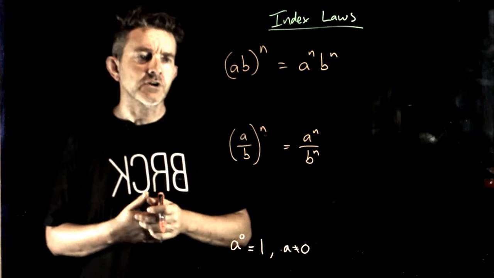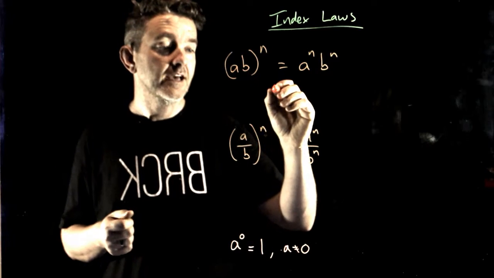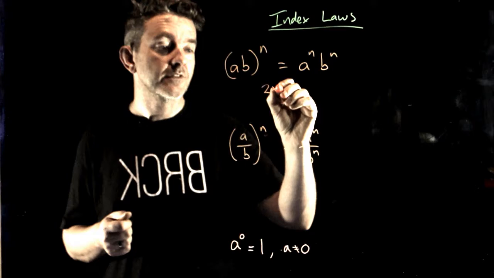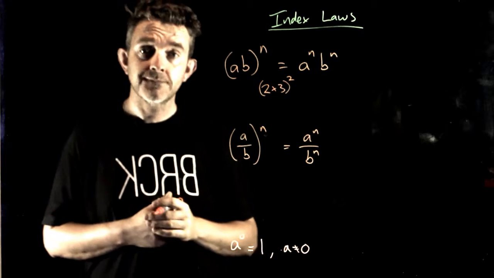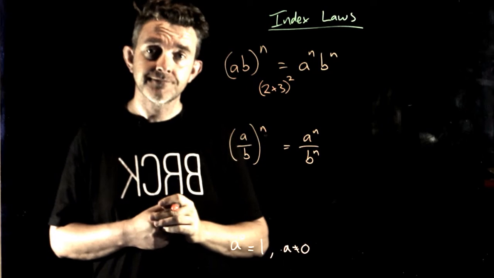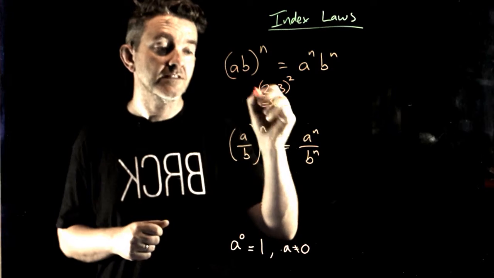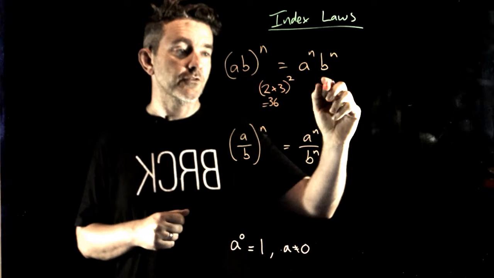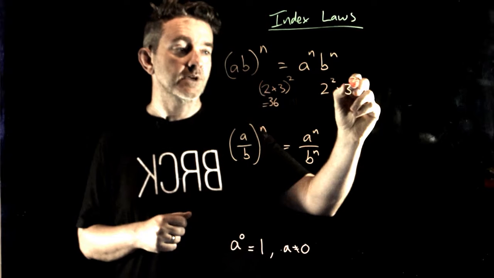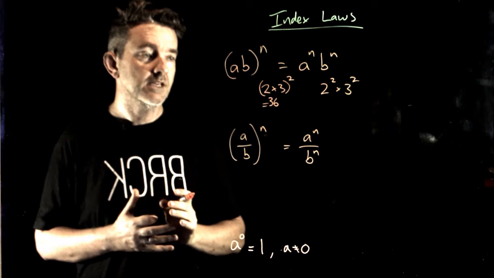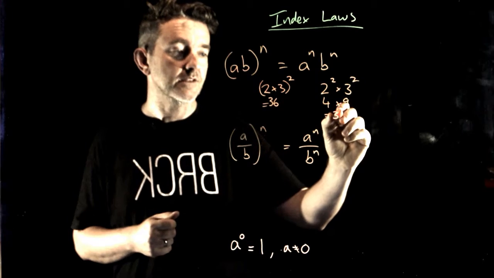Now, can I show you that's going to work? I guess I could just do it with an example. If a was 2 and b was 3, if I had 2 times 3 to the power of, let's just say 2, square it. 2 times 3 is 6. 6 squared is 36. That would be 36. If that was 2 squared times 3 squared, so let's see what that's going to equal. That's going to be 4 times 9, which equals 36.